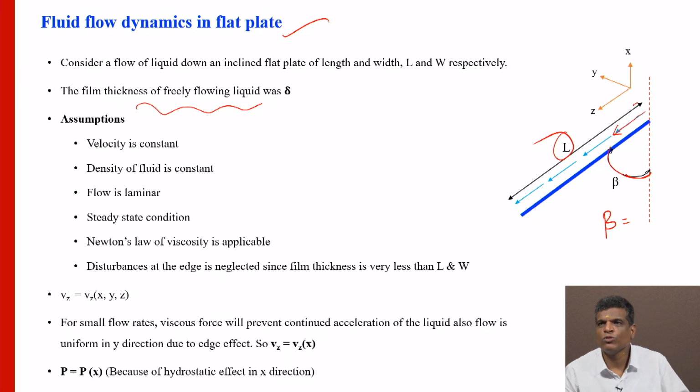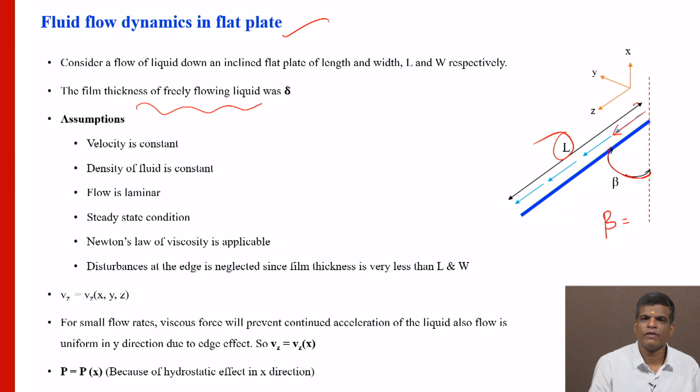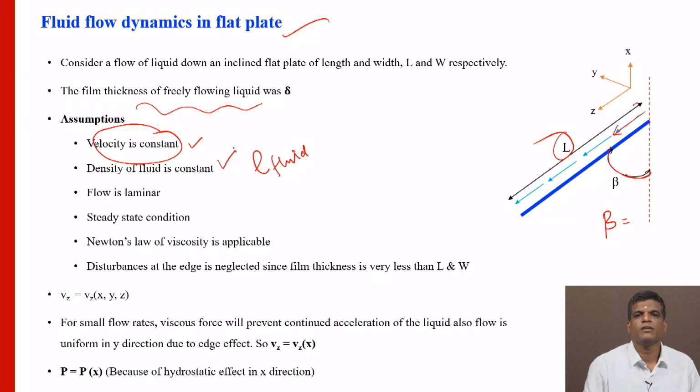Whenever you want to solve this, we need assumptions. Without assumptions, we cannot solve it. So, first you have to assume the velocity is constant throughout the plate. Then the density of the fluid, rho, is also constant. Of course, sometimes the velocity and rho vary, but to make this assumption, the velocity is constant and the density of the fluid is also constant. Then the flow is laminar, and a steady state condition.